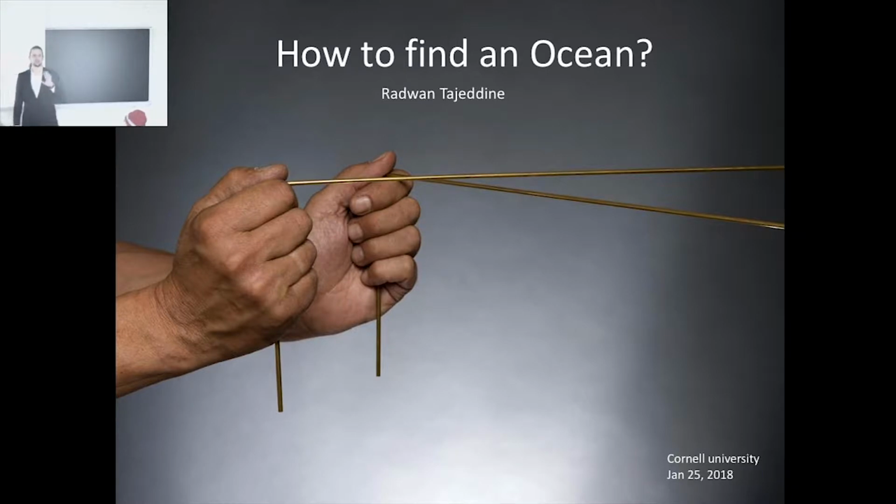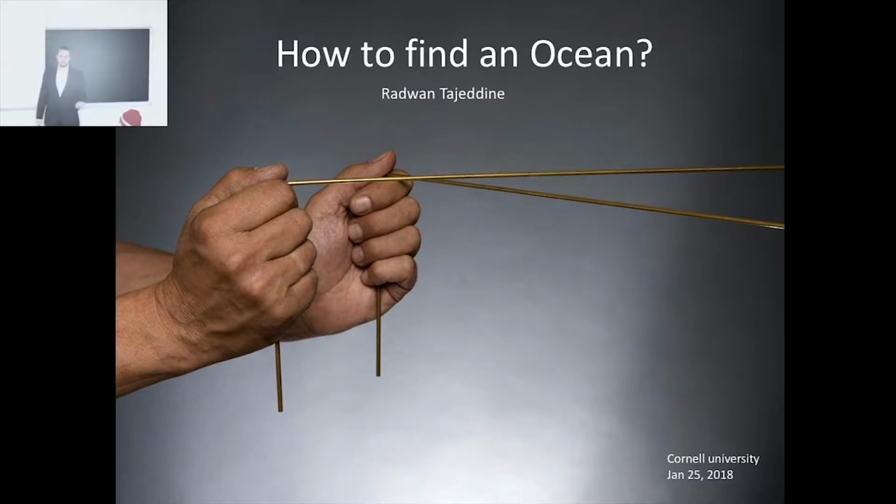Before I go on, I just want to make a quick comment on this picture and why I am putting this picture. There's a story for it. When I told my wife I want to give a talk about how to find an ocean, she said, well, isn't this how you find an ocean? I found it cute and I decided to put it as a background.